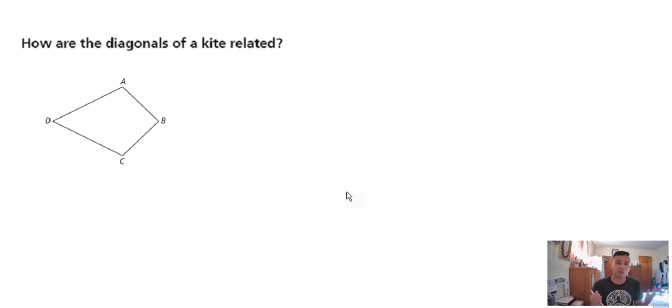First is the kite. What are the characteristics, and what is special about kites? Theorem 6-3 states that the diagonals of a kite are perpendicular.